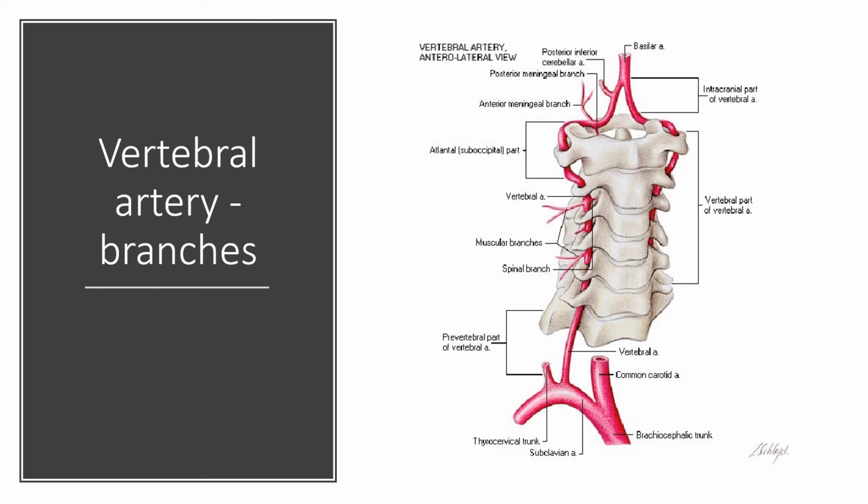The posterior spinal artery arises from the vertebral artery. It can also arise from the posterior inferior cerebellar artery. The posterior spinal artery passes downwards on the posterior surface of the spinal cord after dividing into 2 branches. One goes along the medial side and the other along the lateral side of the dorsal roots of the spinal nerves.